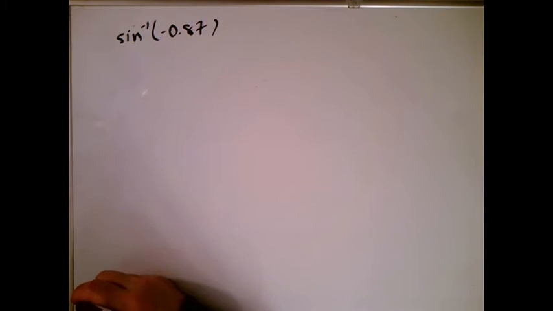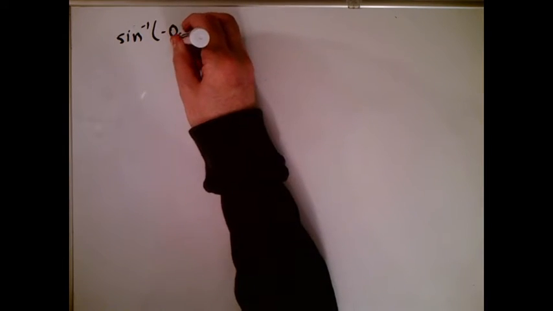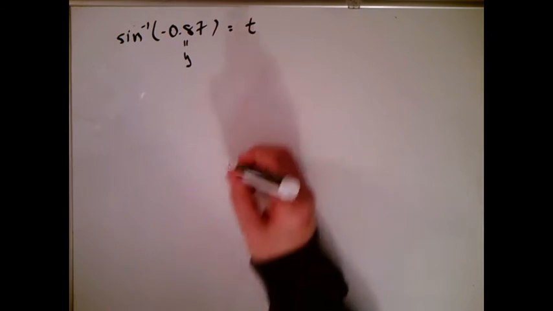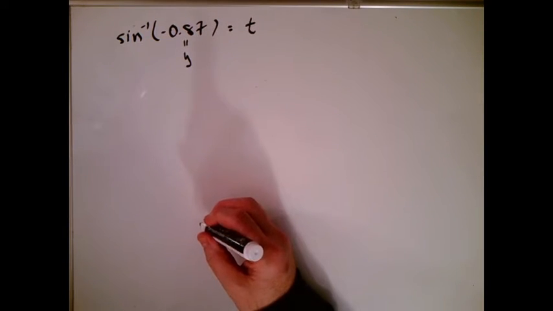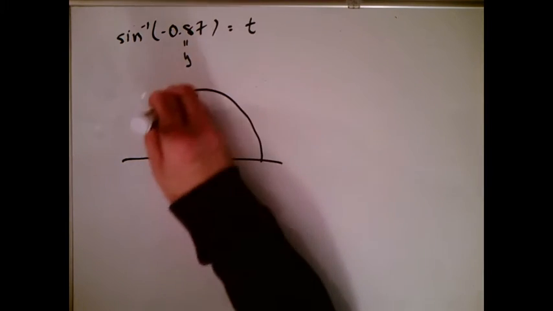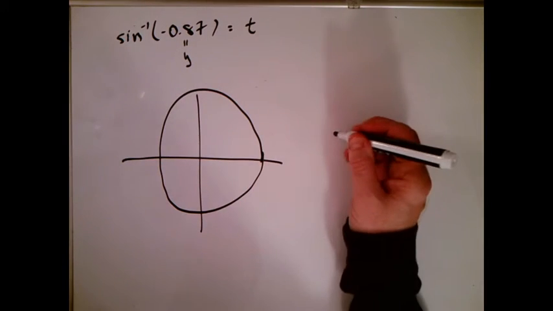Remember how sine works. You plug in a t value, a distance around the circle, and the answer is a y value. Inverse sine works the other way. We're plugging in a y value, and the answer we want has to be a distance around the unit circle, usually the closest point. So I'm just going to draw the unit circle. Hope I get into something that's not horrible.